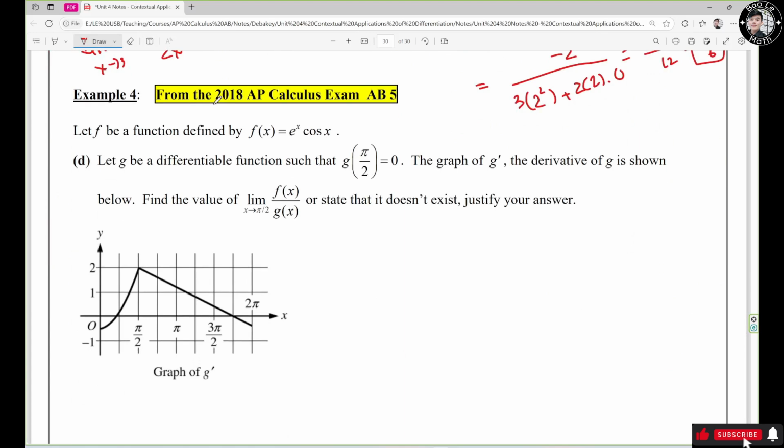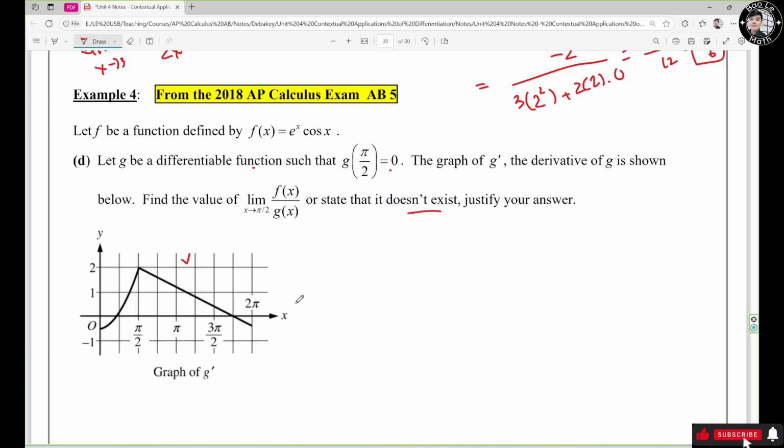Now let's move on to the last one. Example number 4. This question comes from the 2018 AB Calculus exam, AB Question 5. Let f be a function defined by f of s equals e to the s cosine s. Let g be a differentiable function such that g of pi over 2 equals 0. The graph of g prime, the derivative of g, is shown below right here. Find the value of the limit of f of s over g of s when s approaches pi over 2, or say that it does not exist.